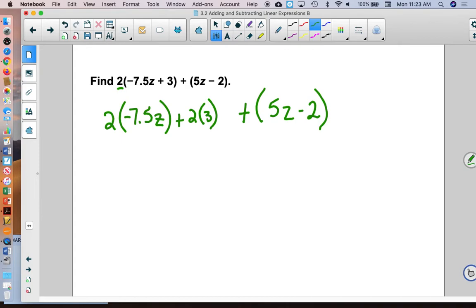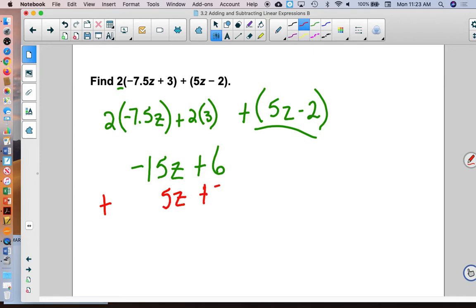All right, what is 2 times negative 7 and 5/10? Negative 15, so negative 15z. Excuse me. Plus 2 times 3, which is 6. Okay. Now there's my other statement. So now I'm going to add to it 5z plus negative 2. Do you agree with that? Yes. What's my final answer then? What is my final answer, Talon? Negative 10z plus 4.